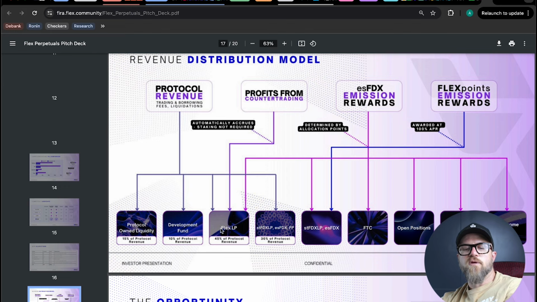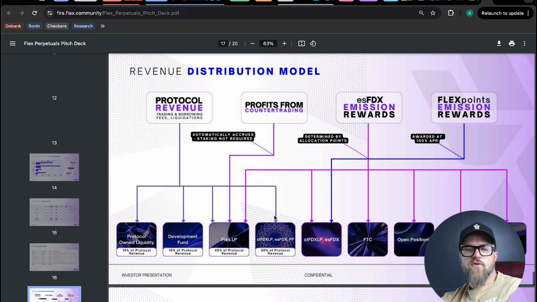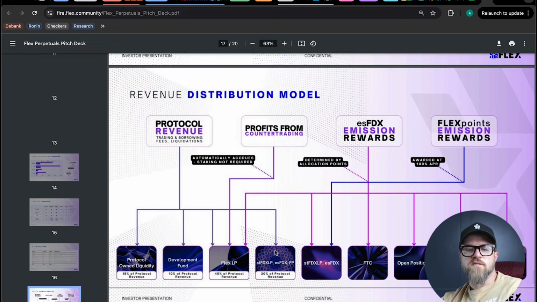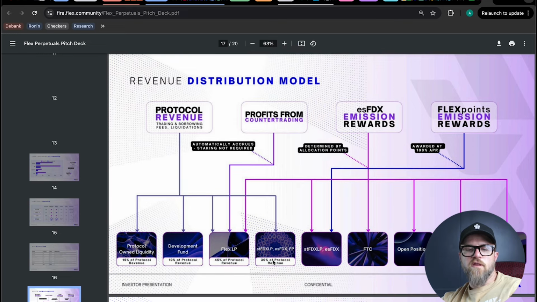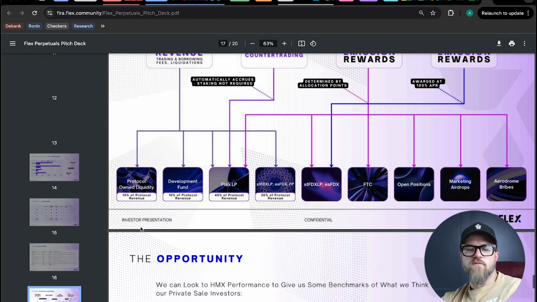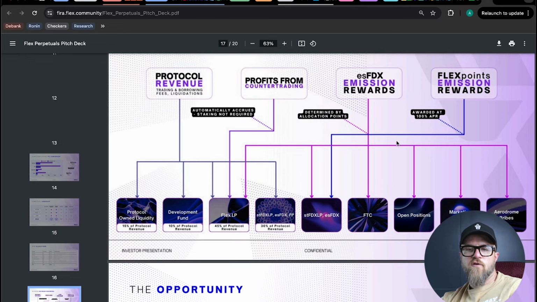So 45% of protocol revenue will go to that. That's the largest percentage, going to FLP stakers. And then we also have the ES, the staked FP tokens, right? Or FPX tokens, which will also generate 30% of protocol revenue between all of these different variations of them. We have emission rewards go to FTC. I'm not sure what that is.